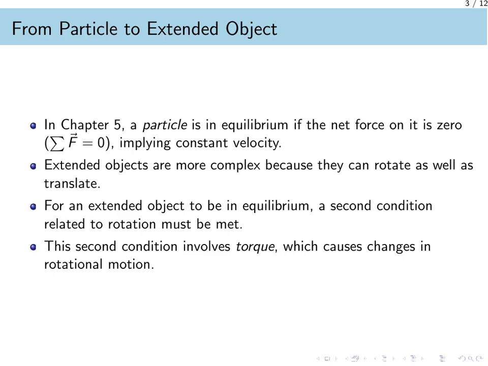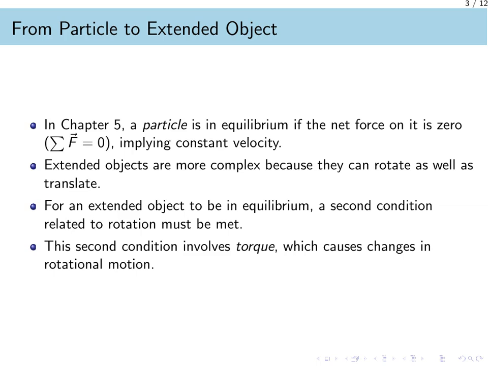For example, if you push on opposite ends of a pencil with equal but opposing forces, the net force is zero, but the pencil will spin. This shows that an object can have zero net force and still not be in complete equilibrium because its rotational motion is changing. To account for this, we must introduce a second condition.